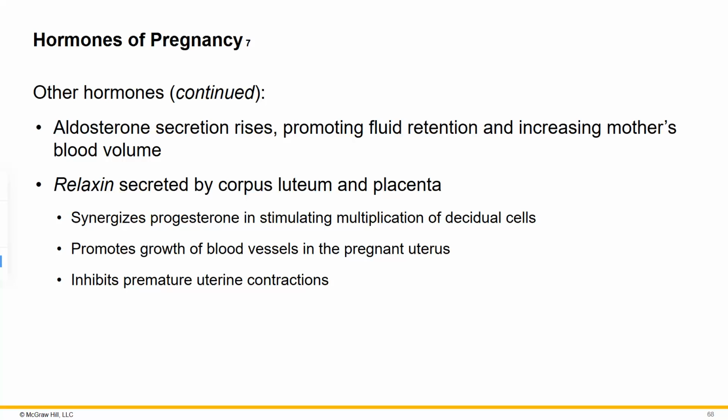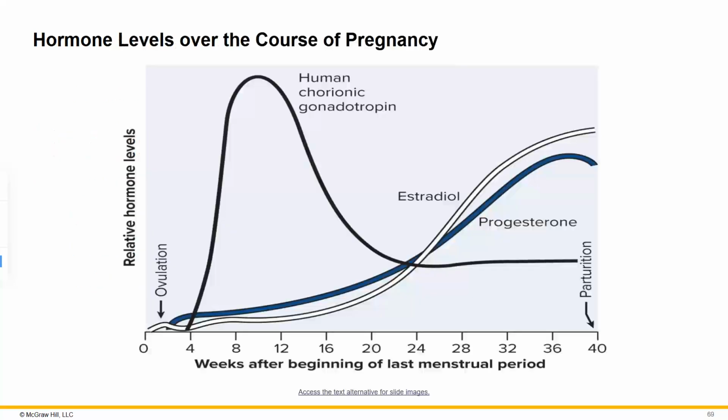Relaxin, secreted by the corpus luteum and placenta, synergizes progesterone in stimulating multiplication of decidual cells, promotes the growth of blood vessels in the pregnant uterus, and inhibits premature uterine contractions. And here you can see a diagram of the weeks of gestation and levels of the various hormones.